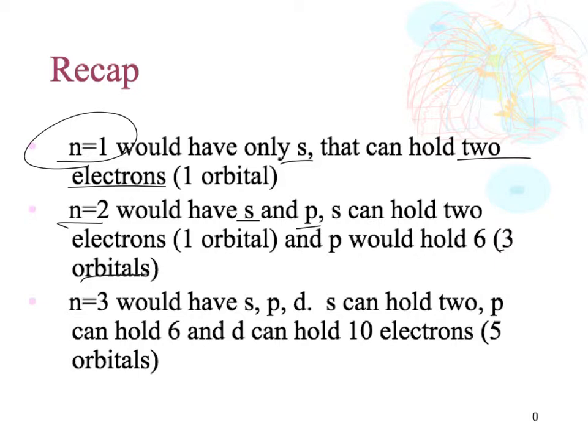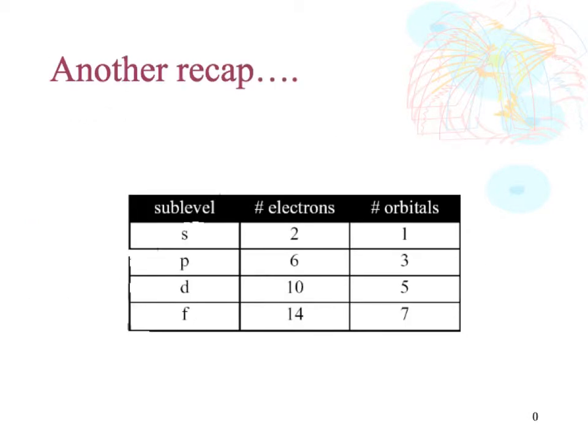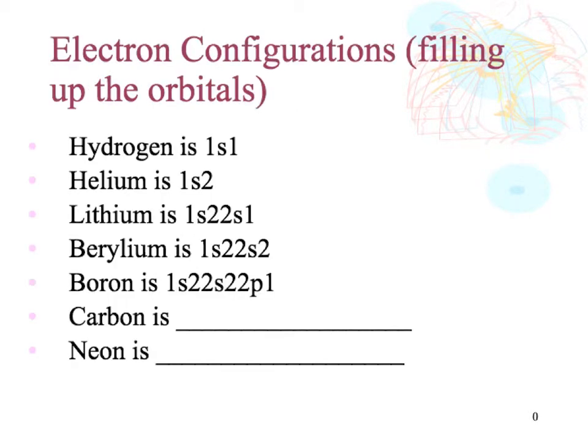Once you get to n equals 3, you have an S, a P, and a D. S can hold 2, P can hold 6, D can hold 10 because of its 5 orbitals. And so on. F could hold 14, right? 7 orbitals. Okay, another recap there. All right, for electron configurations, here's what happens. Now, it doesn't do a superscript, unfortunately, so I'm going to redo it.